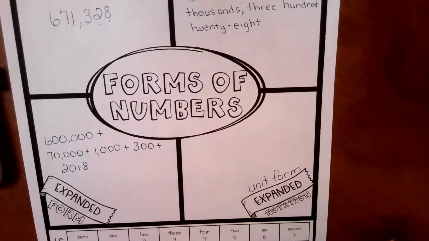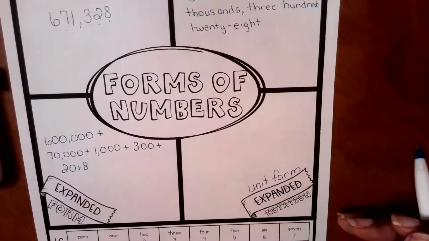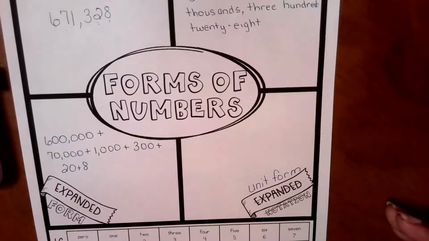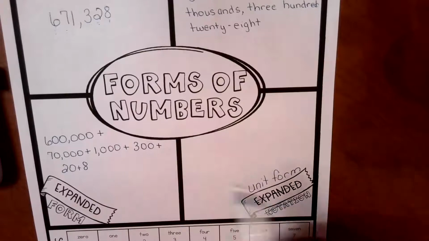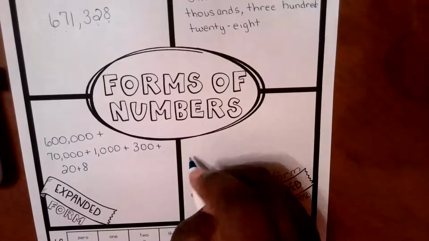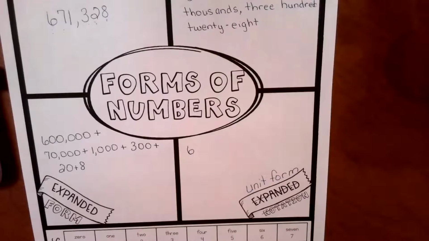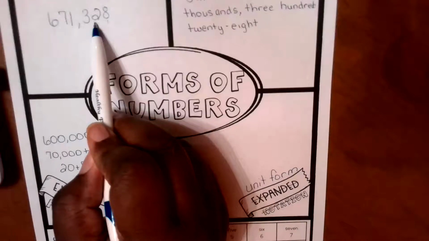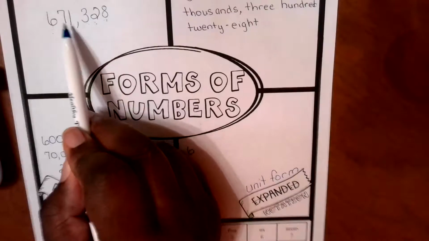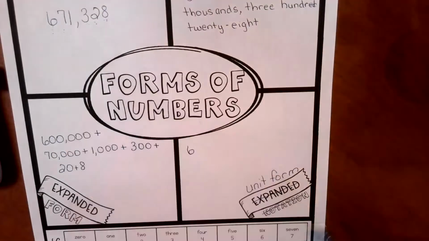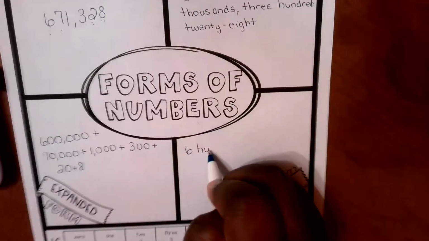All right, our last form that we're going to learn now will be unit form. Unit form is where I'm going to tell you the digit and the location that it is in my place value. Again, I'm going to give the digit and the location. So I'm going to start with my 6, and it's located in the 100,000s place because this is ones, tens, hundreds, thousands, 10,000, 100,000. So I'm using both the digit and the word.